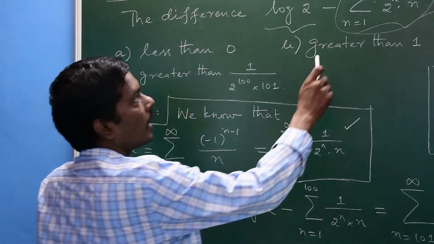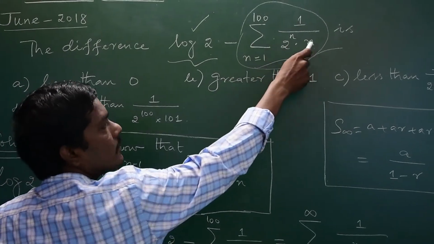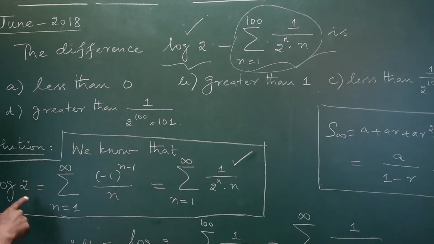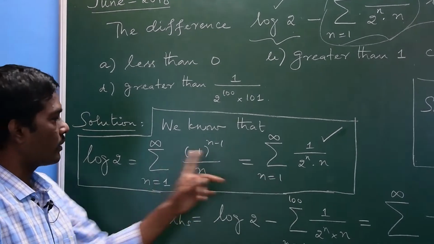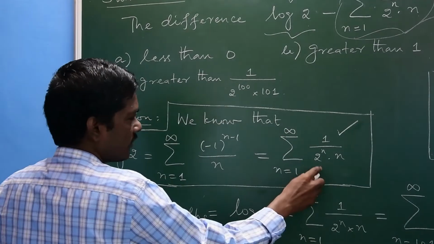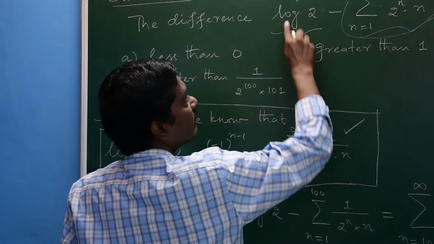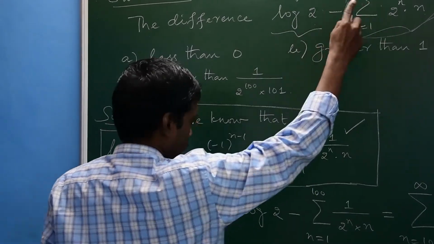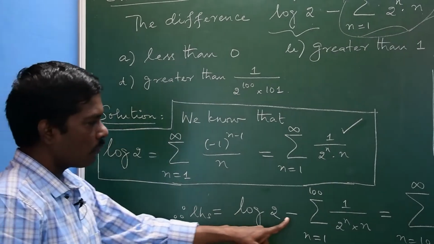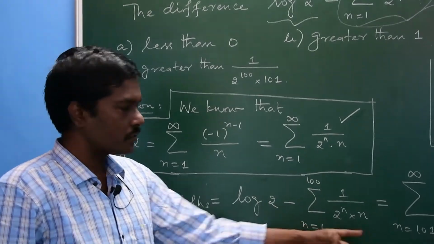By looking at the problem, we see that this finite sum involves 2 to the power n times n. So we consider this infinite series representation of log 2. Now we will try to find the difference. We take the left hand side to be log 2 minus summation over n equals 1 to infinity of 1 over 2 power n times n. This is the question.